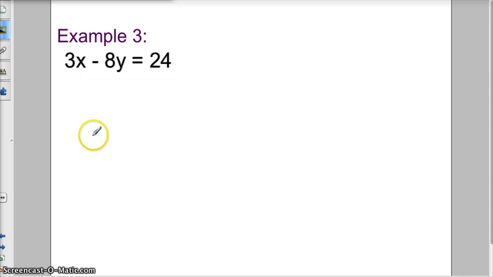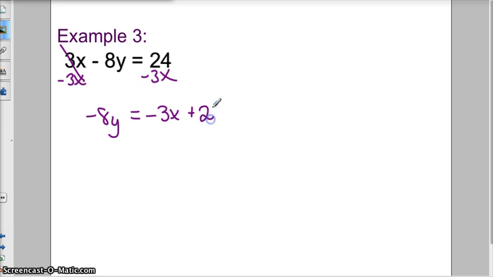All right, example 3, we're going to start with subtracting our x term over again, minus 3x to cancel it out over here. I have a negative 8y here because of that minus sign. Bring down my equals. Again, we're not going to combine those together, so we have negative 3x plus 24. And the last thing is to divide by that number in front. So divide each term by negative 8.